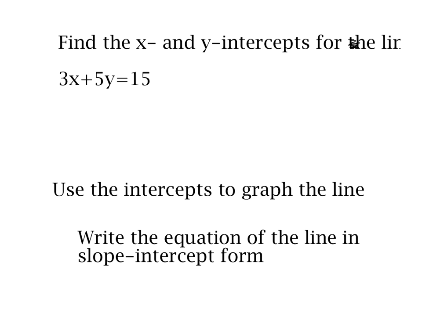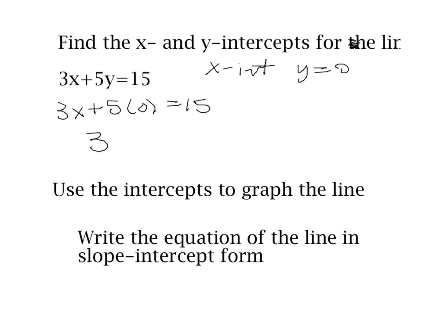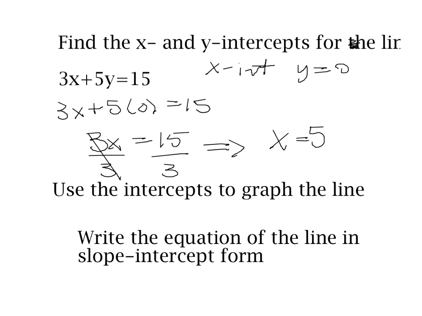Okay, so for an x-intercept, y equals 0. So I come over here and substitute in 0 for y, and I get 3x equals 15. To solve for x, I divide both sides by 3, leaving x equals 15 over 3, which is 5. So I have the x-intercept of (5, 0).